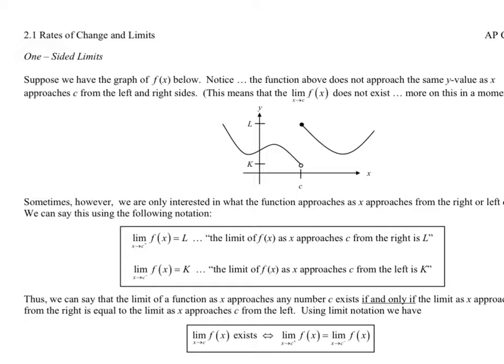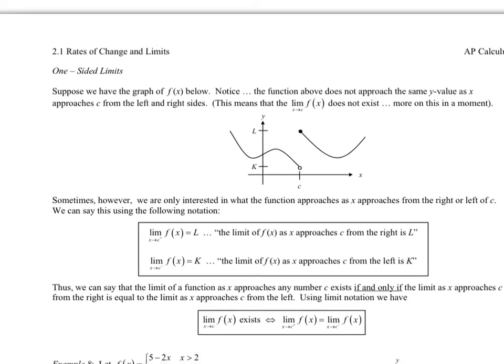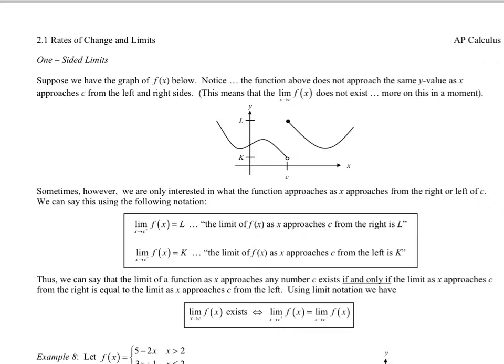Suppose we have the graph of f of x below. Notice the function above does not approach the same y value as the function below. The function does not approach the same y value as x approaches c from the left and right sides. This means that the limit as x approaches c does not exist, and we're going to come back to this in just a second. As I trace my function this direction, I'm approaching a different value than if I come from that direction.